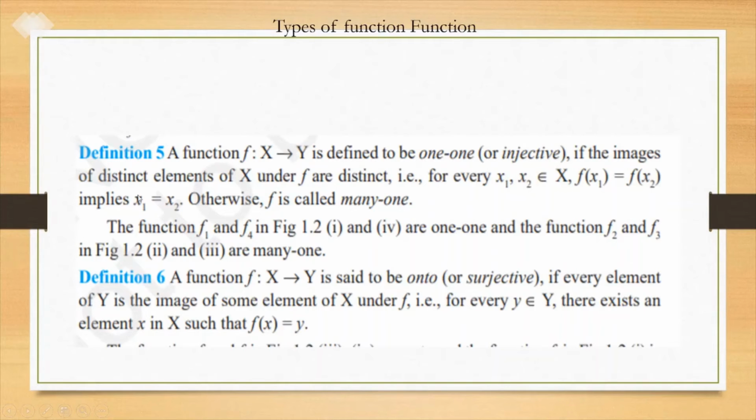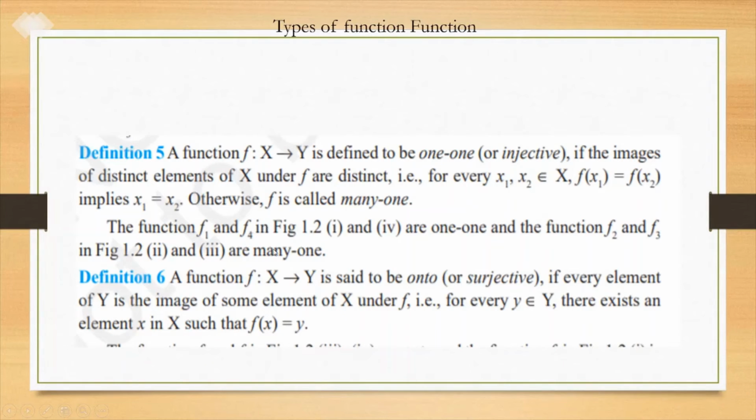So what does the definition actually say? One-one function means images of distinct elements of X. If x1 and x2 are two distinct elements, two different elements in X, then f of x1 and f of x2 are different, right? So that is simply what we call a one-one function. If x1 and x2 are two different elements, then f of x1 and f of x2 are different.